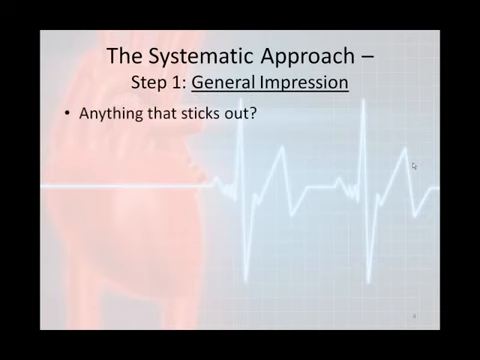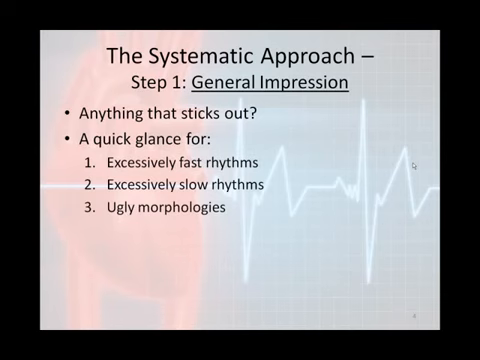With the general impression, you want to notice anything that might first stick out in the first couple of seconds that you glance at the EKG. It's a quick glance at the EKG looking for 3 potentially dangerous items. 1. Excessively fast rhythms. 2. Excessively slow rhythms. Or 3. Any kind of ugly morphologies.